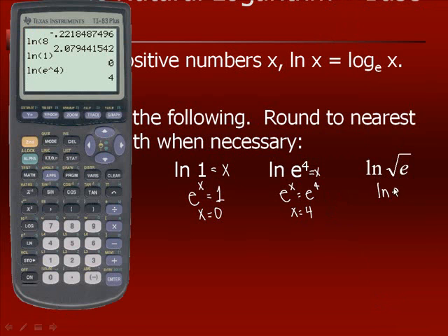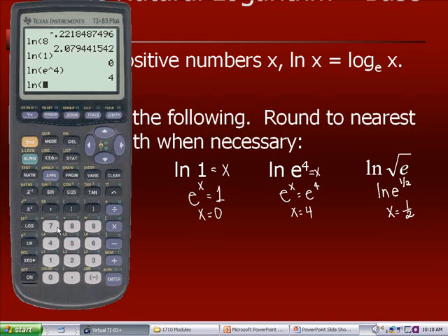Well, remember that the square root of e is like saying e to the 1/2. The natural log of that means find the power that we're raising e to get e to the 1/2. So that means x would just be 1/2. You could still do it on your calculator. The natural log of the square root of e is equal to 0.5.